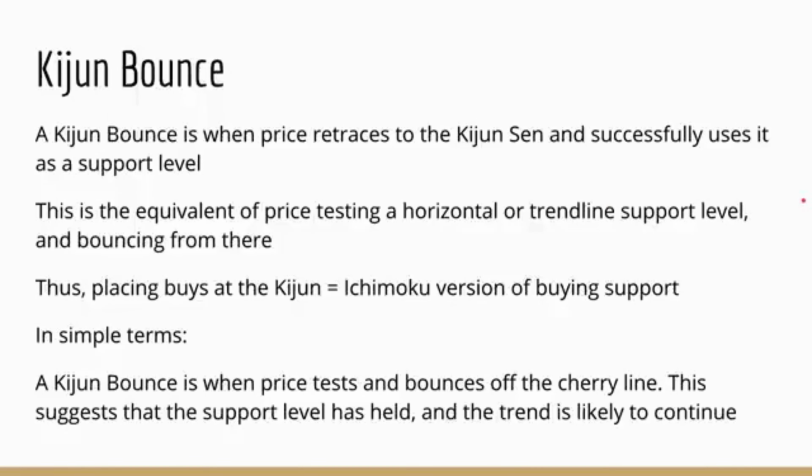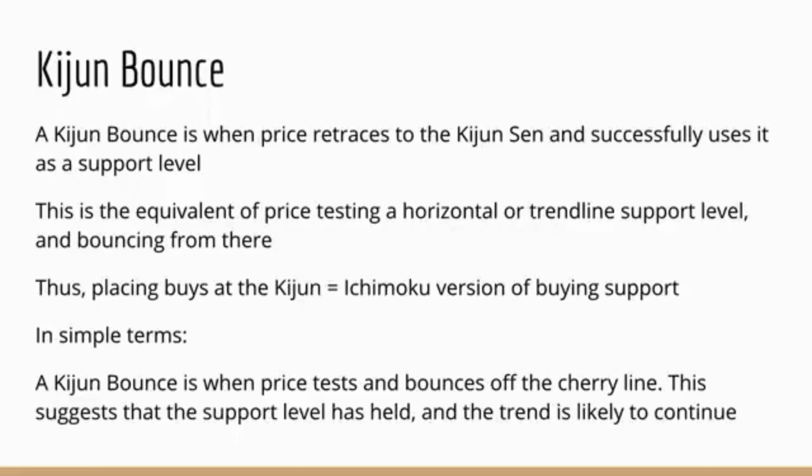Hopefully that lesson or that strategy makes sense. The next one we're going to cover, and we're going to spend a lot of time with the Kijun, as I said, is the Kijun bounce. Defined, a Kijun bounce is when price retraces to the Kijun Sen and successfully uses it as a support level. The best way to think about it is the equivalent of drawing a horizontal level, a fib retracement level, or a trend line, and price going down, testing it, and then bouncing off it. This is the Ichimoku equivalent of testing the support successfully.